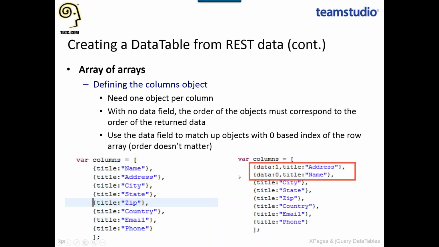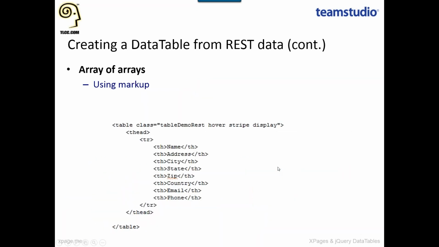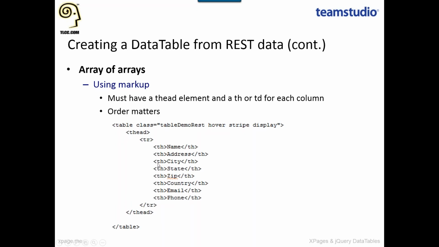Over here on the right side, you can use the data field to supply the index where DataTables should get that column from. You can see here these are actually swapped out, but because we have the index, DataTables will know what to do with it. Here's how your markup might look if you're using an array of arrays. You must have the table head element and the columns defined, as we said. Order matters.